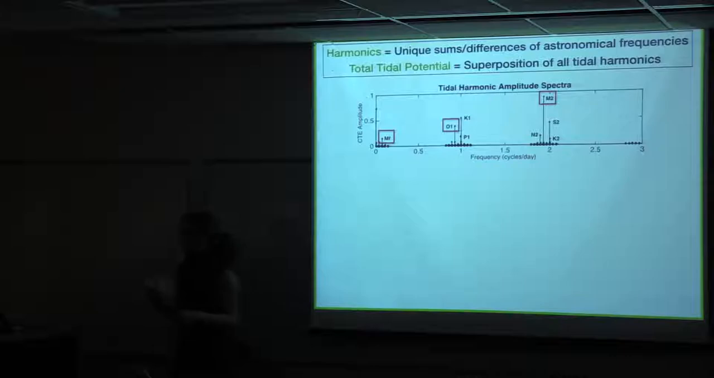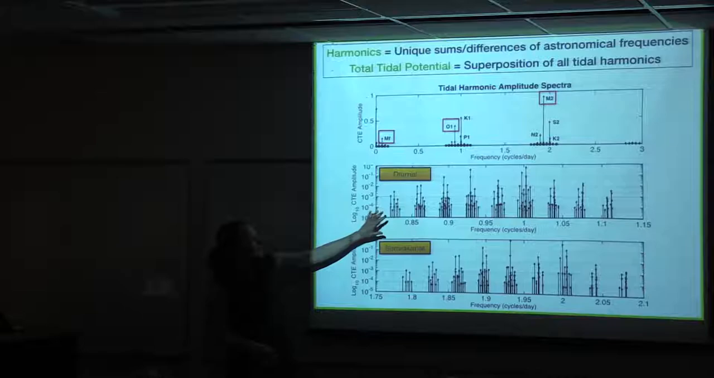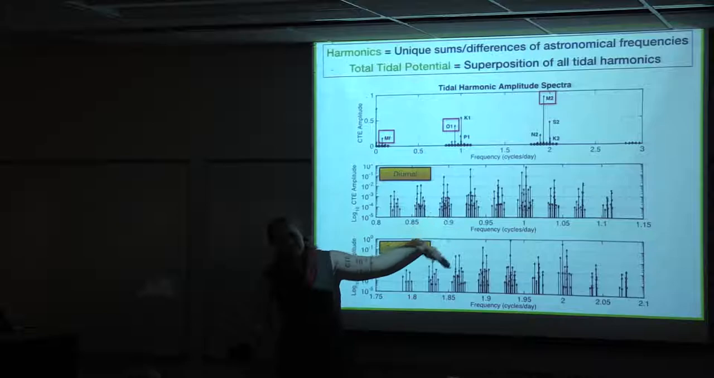But as I said, there's an infinite number of harmonics if you continue to expand that out. So these figures here are just showing if we were to blow up this cluster of diurnal tides, you see there's a lot more harmonics in there. And the same for the semi-diurnal tides here.